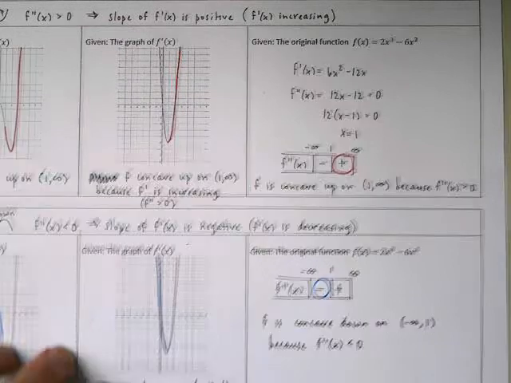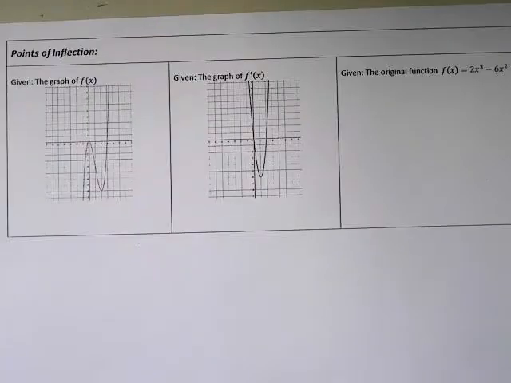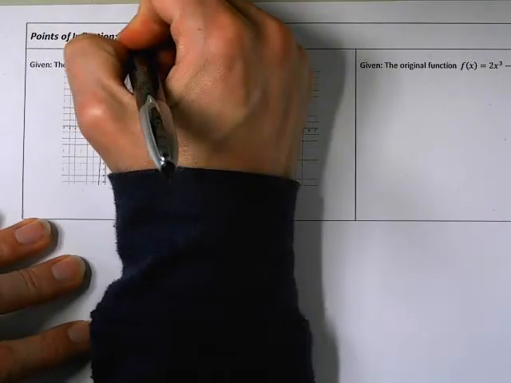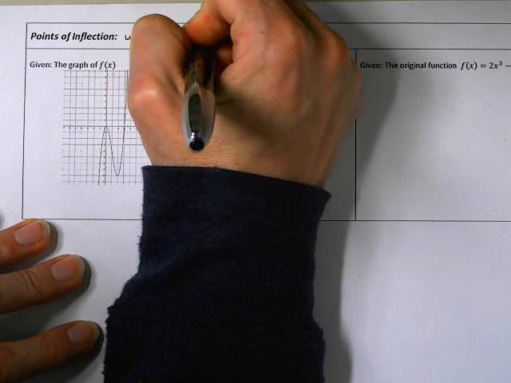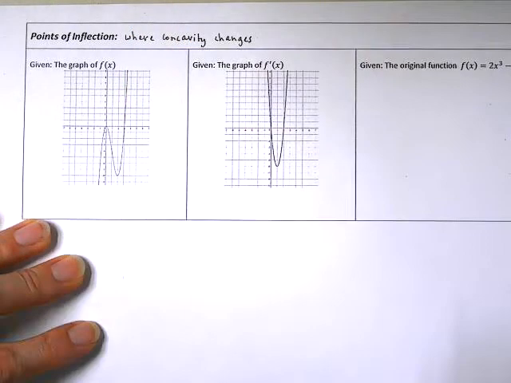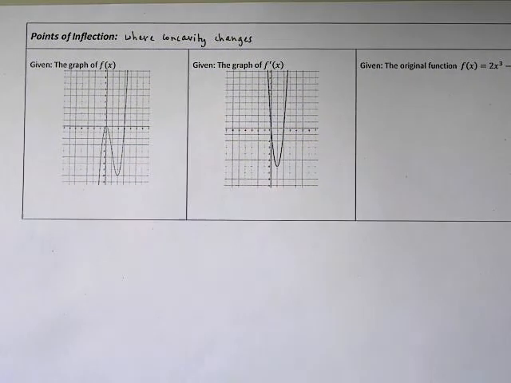So we have one last term for this video. And here we have what's called points of inflection. So points of inflection are where the concavity changes. So it could change from concave up to concave down, or concave down to concave up. Those points where that change happens are called points of inflection.